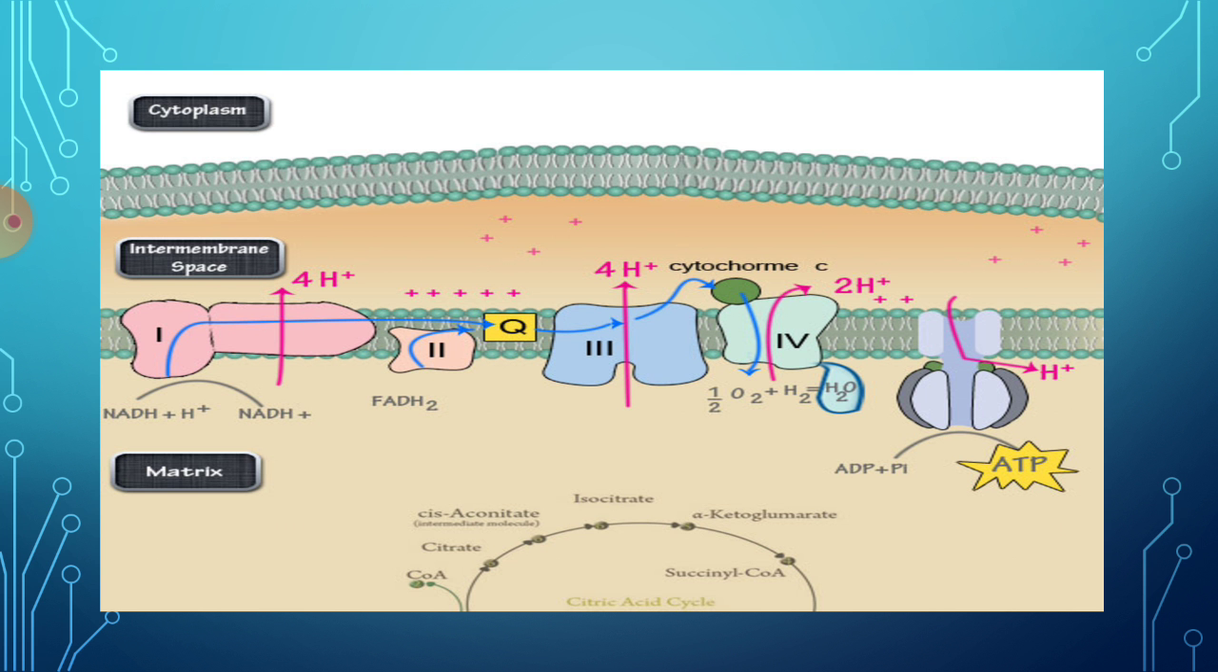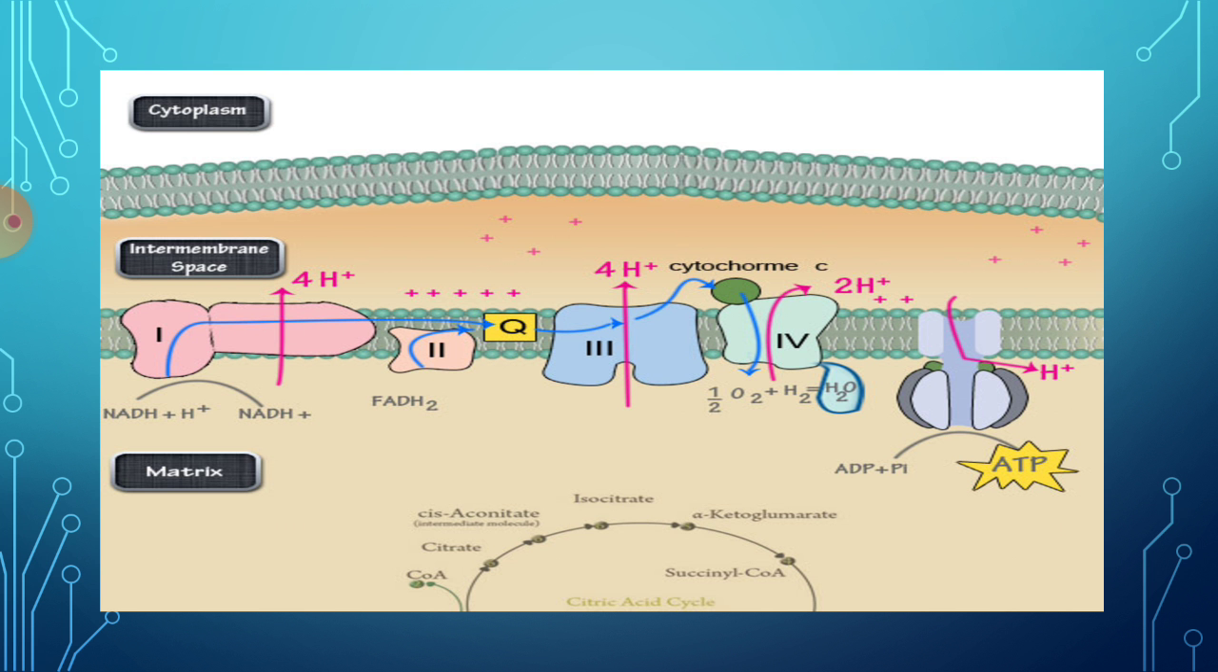In between complexes 1, 2 and 3, there is a yellow color structure, that is ubiquinone, a mobile carrier. Similarly, between complex 3 and complex 4, you can see a ball-like green color structure, that is representing cytochrome C. So thus, after learning the different complexes and the 2 mobile carriers, now we have to focus on the actual process.